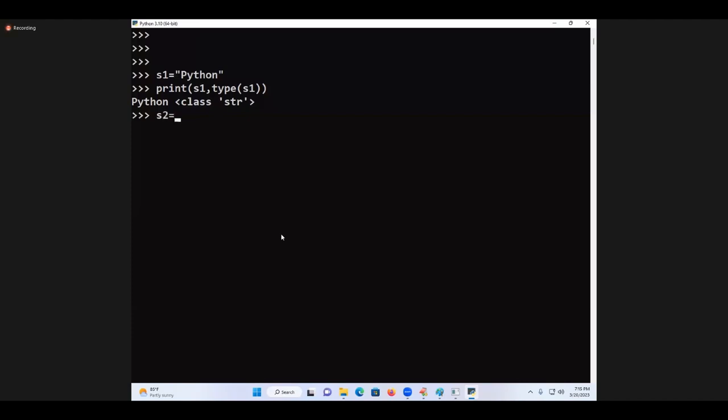Print S1 comma type of S1. See now, what is this? Python. What is that? STR. What is S1? Of which type? STR. Able to follow me? Good. S2 is equal to single quotes. I am writing Python programming. Print S2 comma type of S2. What is this also called? Python programming, STR. What is STR? What is S2? What is S1? What is Python?